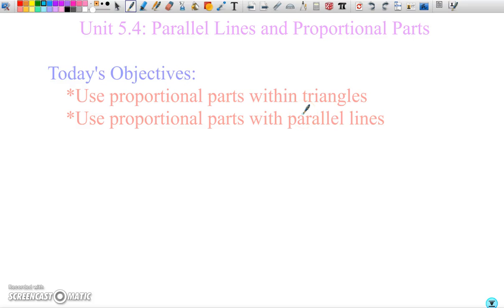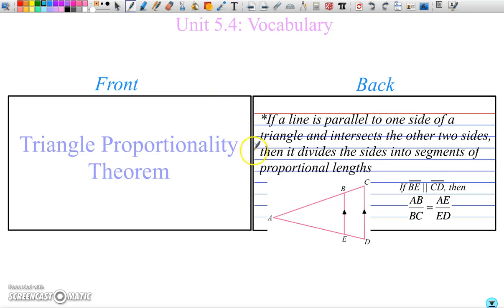In this section, we're going to continue to work with triangles and proportions. However, what we're going to introduce is a new type of segment, and then also parallel lines and what types of properties those have within triangles. So starting with what's called the triangle proportionality theorem.